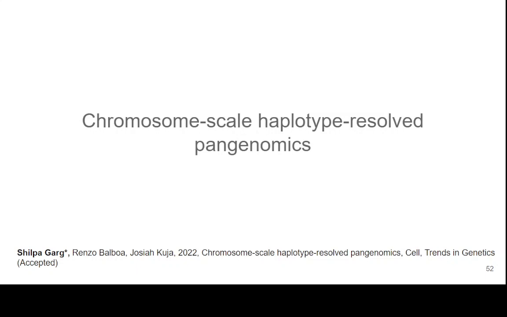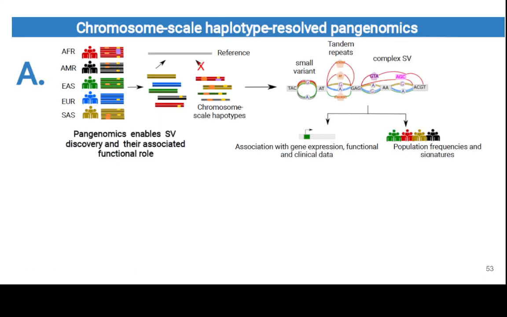So chromosome-scale haplotype-resolved pangenomics is defined as follows. You have a set of representative sequences of chromosome copies within species populations. For example, you have populations of Africa, Europe, and so on, and then you map these to the reference genome, and then you put this whole variation from different populations in the form of a pangenome.